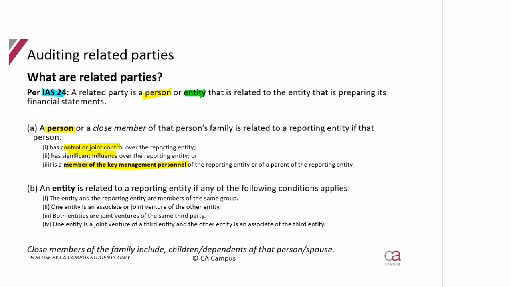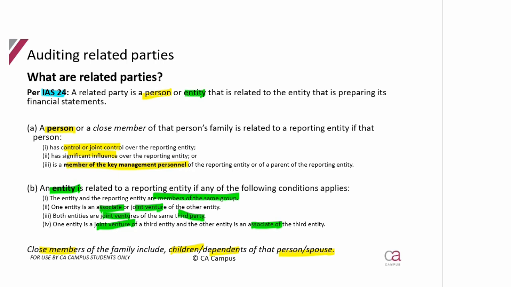Or if you are an entity, you will be considered related to the entity if you are members of the same group, or you are an associate or joint venture, or you are both joint ventures to the same third party, so ultimately you're now in that same group, or one entity is a joint venture of a third party and the other is an associate of that third party. So once again, members of the same group. So that's what would be defined as a related party. They then also just further say that a close member would include children, dependents, or a spouse for that person. That's the definition of related per IAS 24.